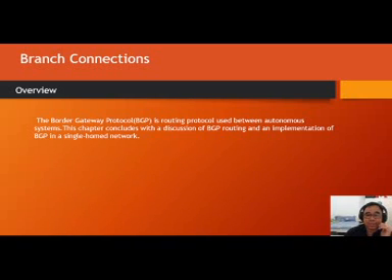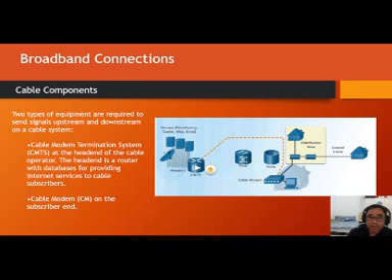Branch connections. Now we move on to the branch connections. The Border Gateway Protocol, or BGP, is a routing protocol used between autonomous systems. This chapter concludes with a discussion of BGP routing and the implementation of BGP in a single home network.